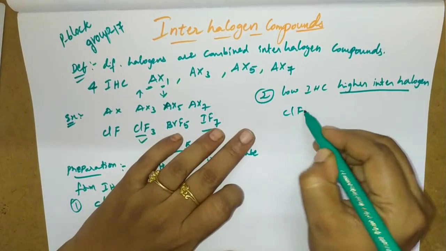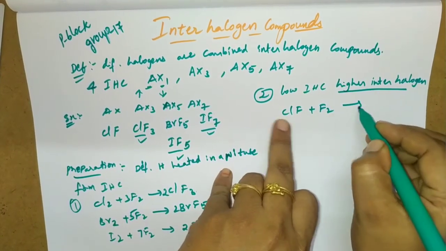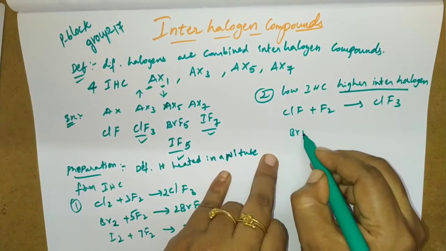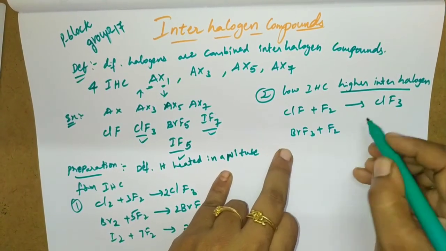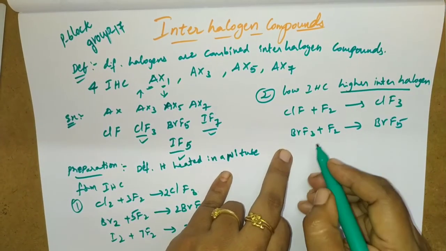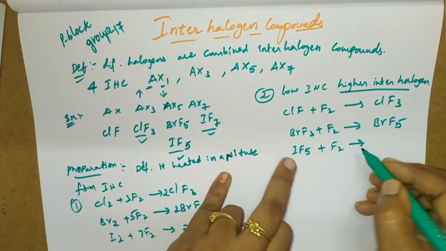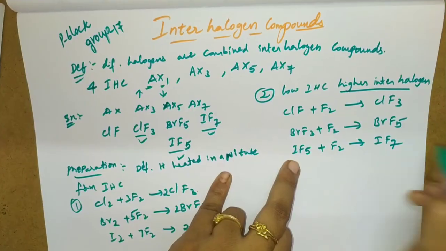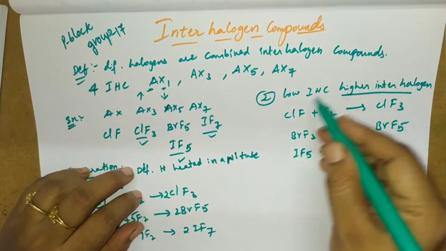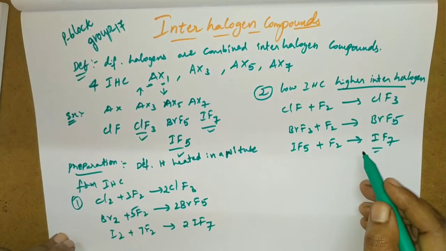So ClF, the fluorine is lower, ClF is lower. On heating, this will form ClF3. Okay, BrF3 plus F2 again, we get the example BrF5. Okay, IF5 plus F2, simply we know, gives IF7. Okay, this is very important. So these are the preparation methods from lower interhalogens to higher interhalogens.